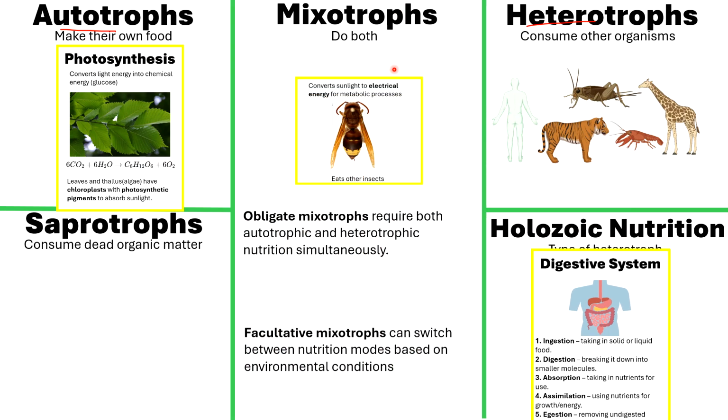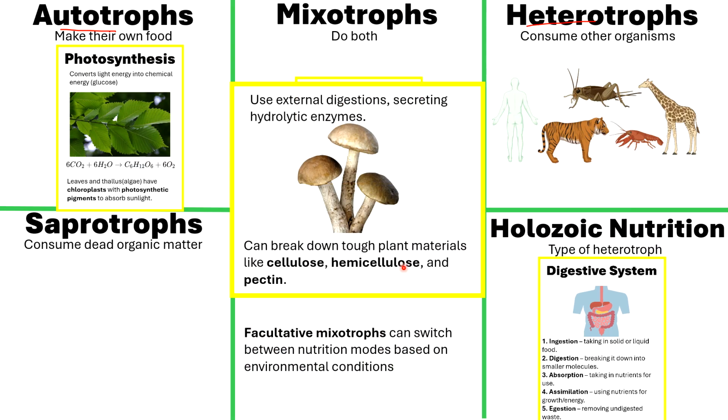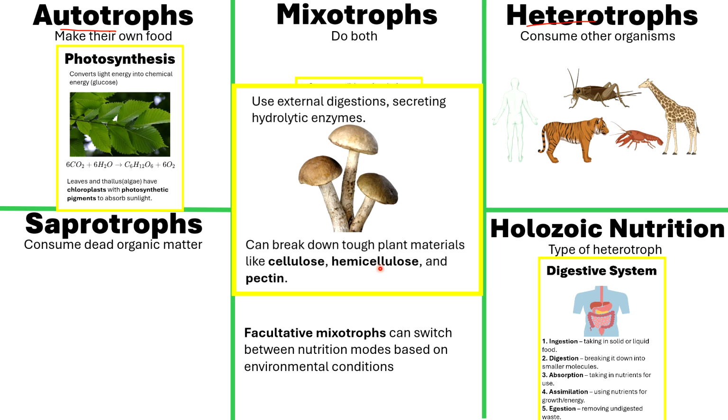Okay, now next up we have saprotrophs. An example of this would be fungi, which use external digestion, secreting hydrolytic enzymes. Because remember, they consume dead organic matter and they're going to digest it externally. And they can break down tough plant materials such as cellulose, hemicellulose, and pectin.